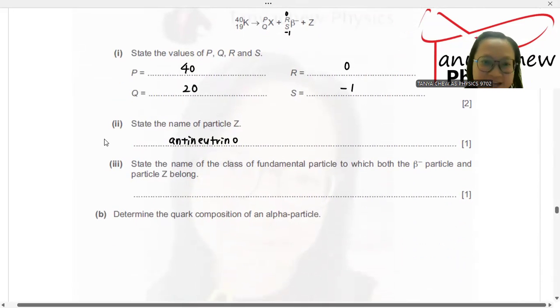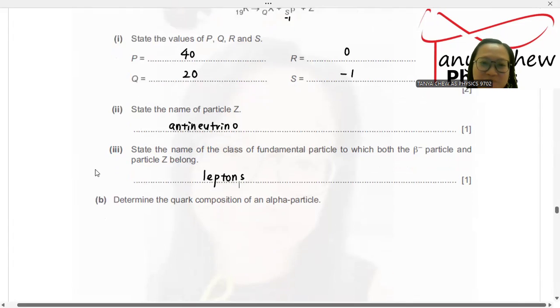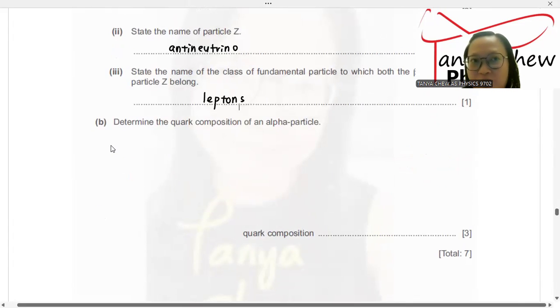And the third one, state the name of the class of fundamental particle to which both the beta negative particle and beta zero belong. Antineutrino and beta electron, right? They belong to the group leptons. And determine the quark composition of an alpha particle.